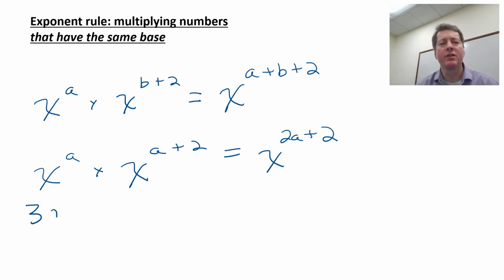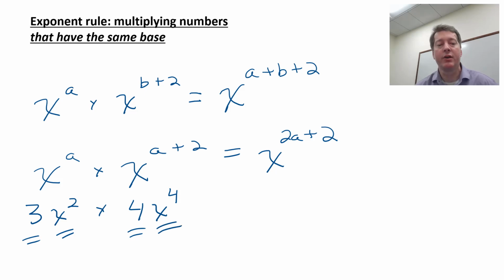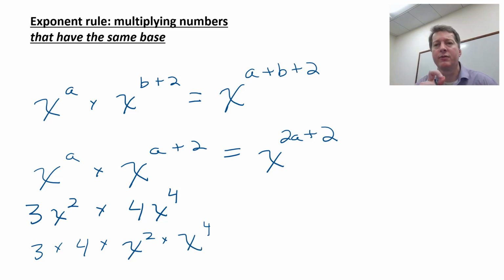Suppose I had 3x squared times 4x to the 4th. Well, that's the same thing as 3 times x squared times 4 times x to the 4th. So I could manipulate this a little bit. I could move this around. That's the same as 3 times 4 times x squared times x to the 4th. In other words, I want to focus on the numbers first and then the variables second. Well, what's that? 3 times 4 is 12. And then x squared times x to the 4th, you add the exponents, is x to the 6th.